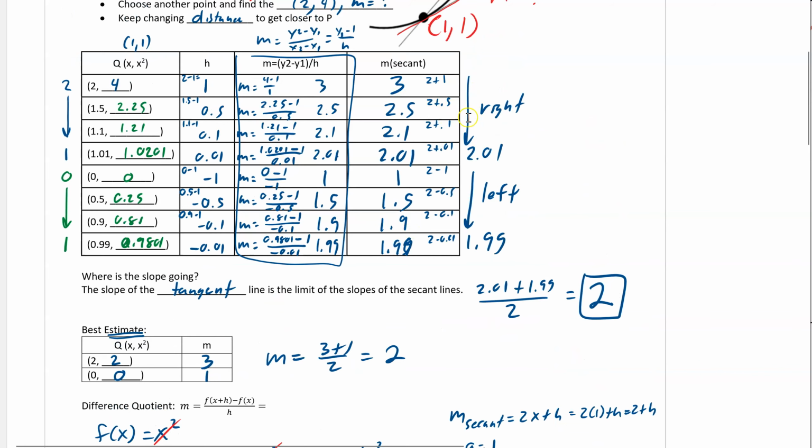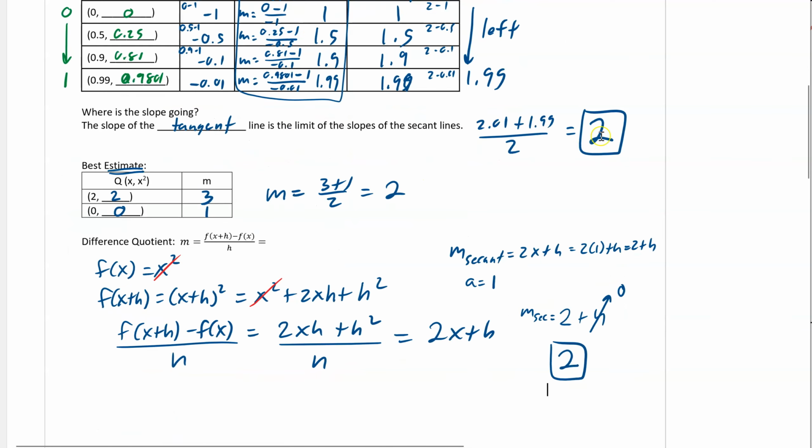So the difference quotient is a quick way to get through all of this work. It'll tell you all the secants as you approach it. It shows you that it's approaching it. And then you can even say as h approaches 0, we get 2. Everything matches. You see, again, best estimate is only an approximate.